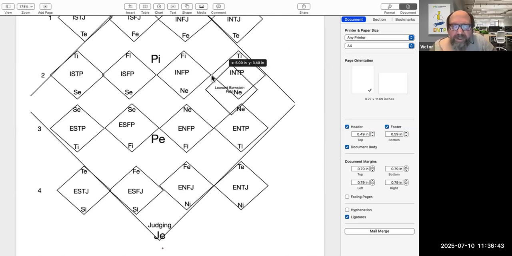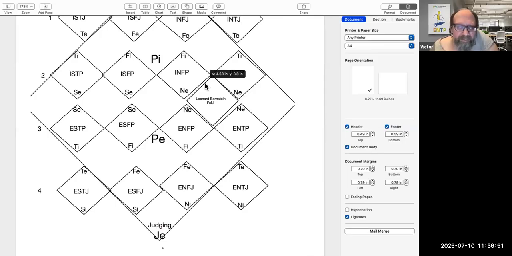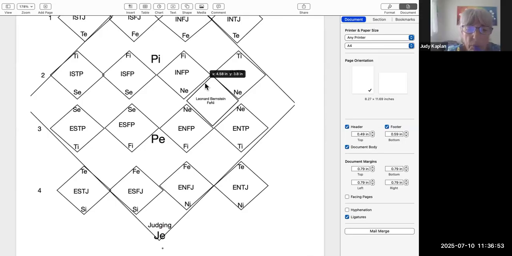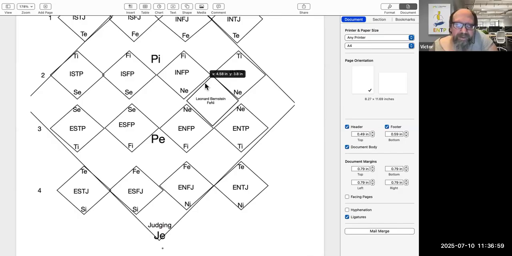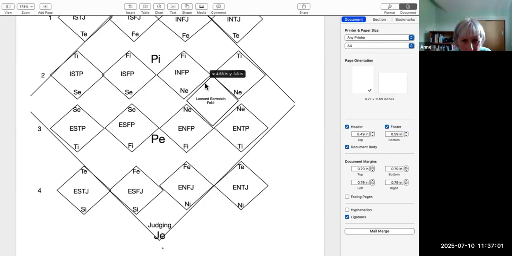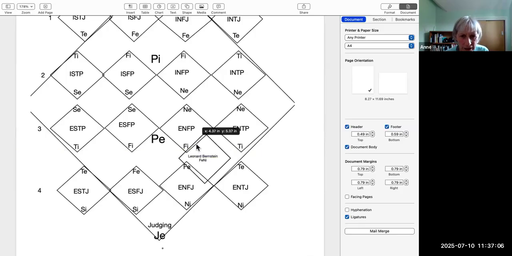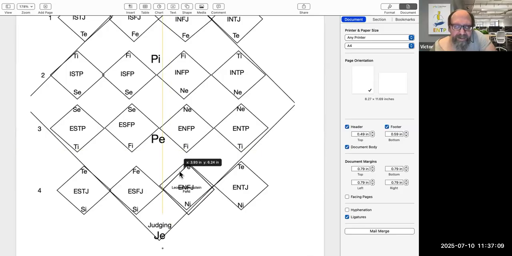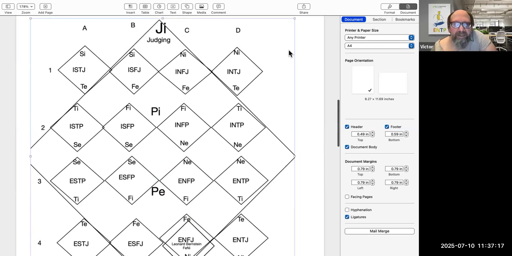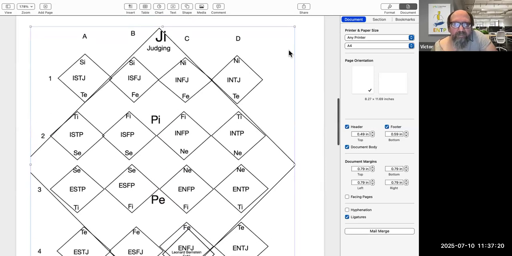Can anyone see where this goes? Extroverted feeling on the top, introverted intuition on the bottom. Line number 4. And it's an ENFJ. You got it right there. Line number 4C.